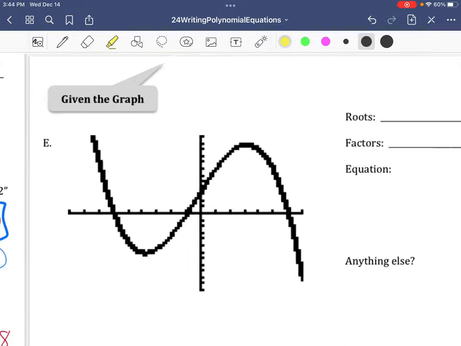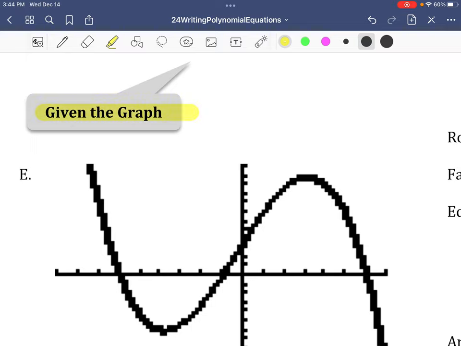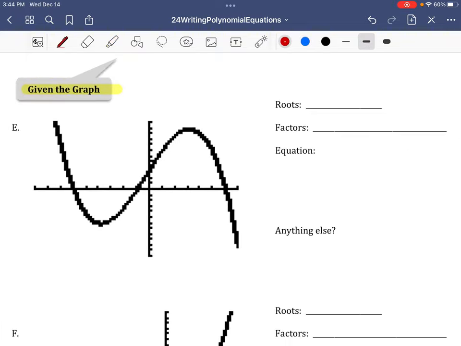One more scenario. If you're given a graph, do you see what's going to happen here? We really just have to add one more step. We have to work backwards through what it is that we know. And you're exactly right. We want to start with the roots. Those x-intercepts, they are definitely key to this equation.